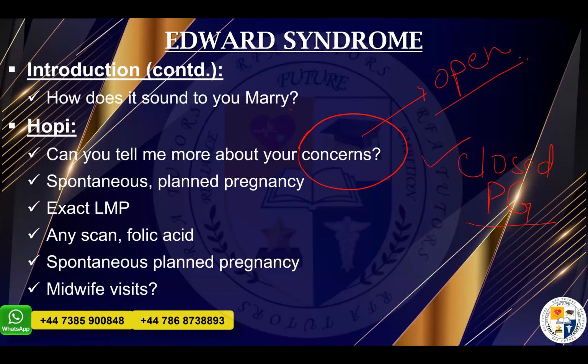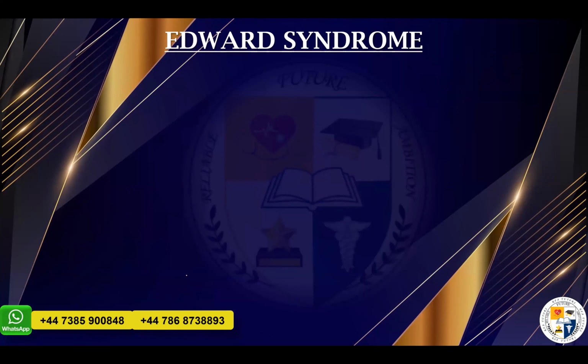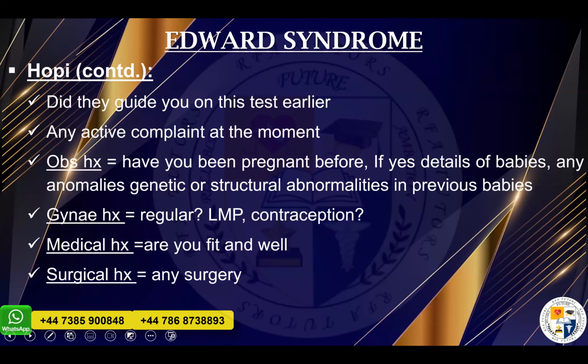Is it a spontaneous or a planned pregnancy? Is your pregnancy duration accurate with your last period? Did you take your folic acid? May I confirm that your ultrasounds were done on time? And were they normal? So your midwife visits had been fine, and may I confirm about your blood investigations as well? Were they normal? So were you guided about the reason for this investigation? Do you have any active complaints of the pregnancy at the moment? I can gather from your case notes that this is your first pregnancy. Is that right? So, regarding your periods, were they regular?